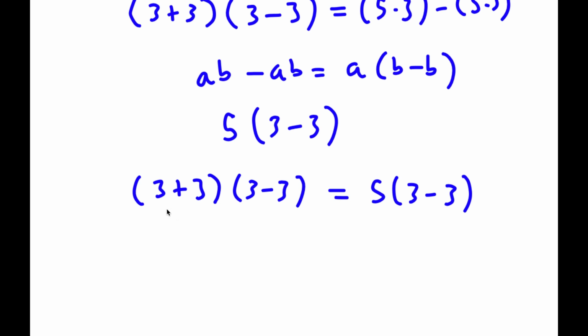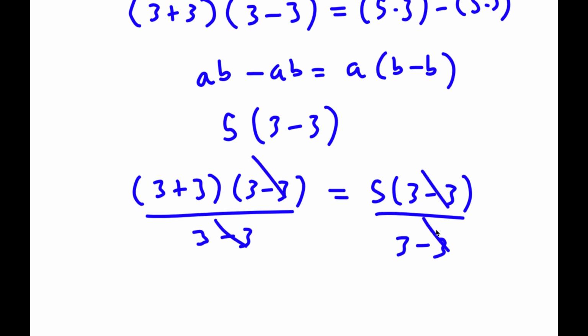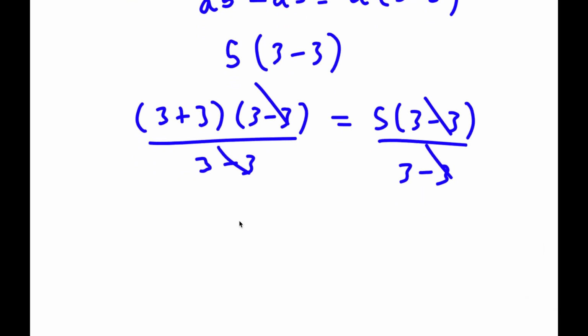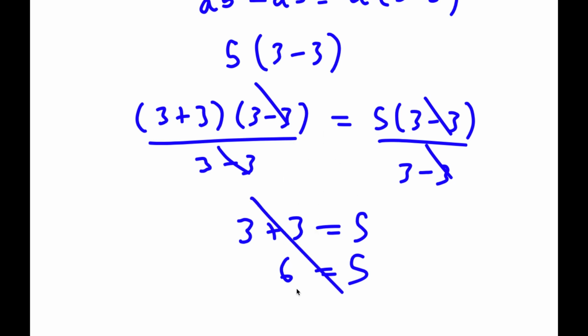Now, if I divide both sides by 3 minus 3, these two cancel out, and I get 3 plus 3 is equal to 5, or 6 is equal to 5. And this is obviously wrong. The mistake is when I divided 3 minus 3 on both sides, because 3 minus 3 is 0. So this is technically dividing 0 by 0, which is not 1, but it has no defined value. So that's where this proof went wrong.